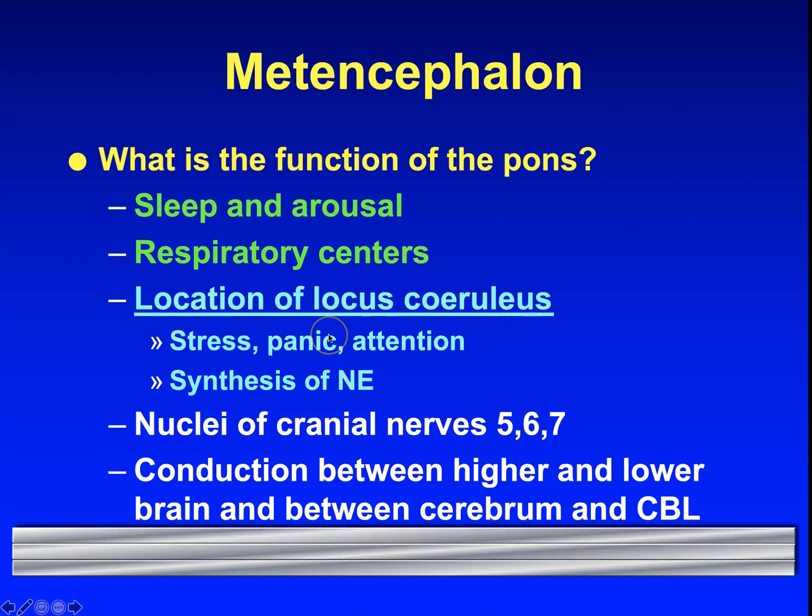And this is an important area, it synthesizes the most norepinephrine in the brain. And this is important also for attention. So basically your brain gets bored when it's looking at things that don't change, but locus coeruleus helps you pay attention to new stimuli. And it helps produce norepinephrine.